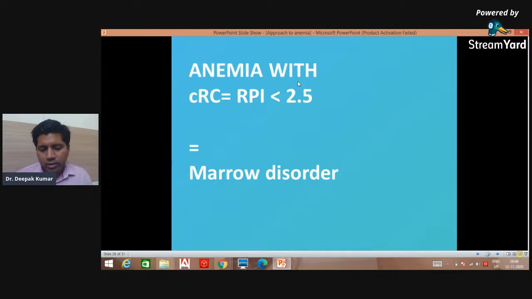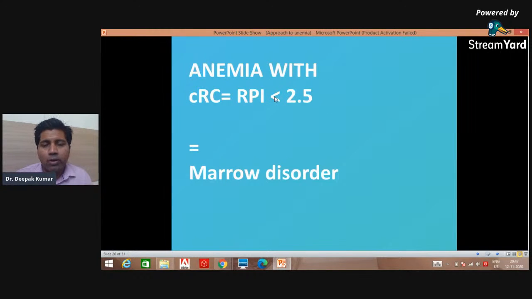So once we have this, how are we going to use it to determine what kind of anemia it is? For any patient with anemia, please look at this, it is not a normal hemoglobin, it is anemia with. So anemia with corrected reticulocyte count or reticulocyte production index of less than 2.5 equals marrow disorder. Why? There is anemia and the reticulocyte production index is less than 2.5.